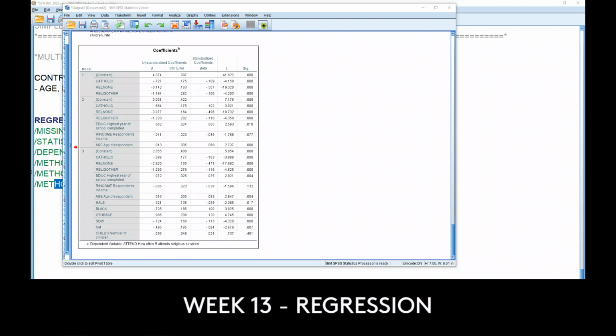Now, if we look at the final variable, number of children, we look at the significance level, and it's actually not significant. So what this means is that the number of children a person has, when you account for everything else, is not a significant predictor of a person's religious attendance, okay?